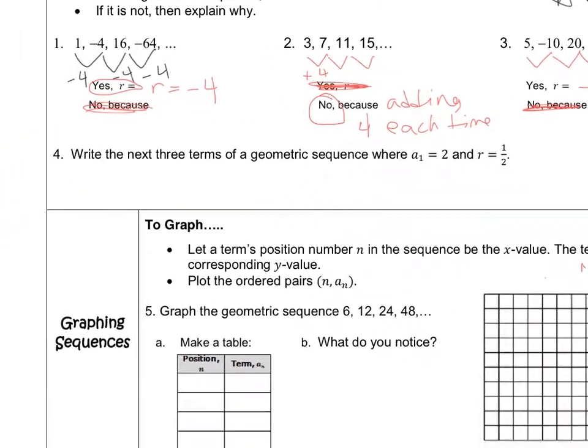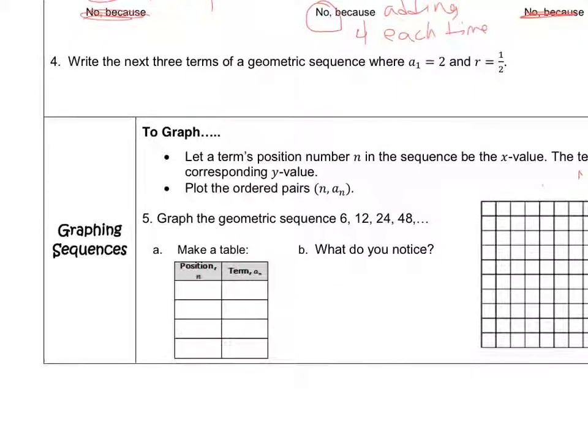So on number 4, it's asking us to write the next 3 terms in our sequence. So a couple things you need to know is what a sub 1 means. That little sub 1 is saying that's the first term, term 1 in our sequence. So it's telling me that my term 1 is 2. So my first term in my sequence is 2. And then my ratio is telling me that I'm going to multiply the number in my sequence times 1/2.